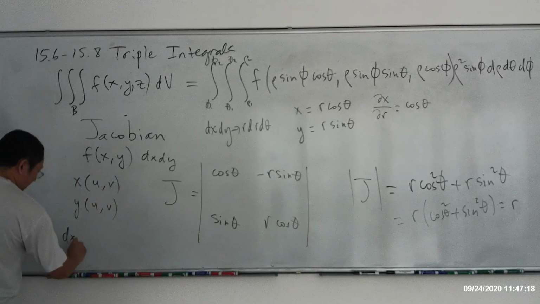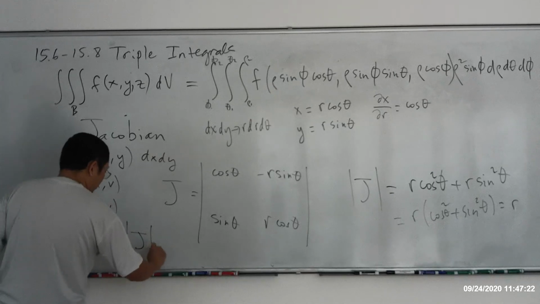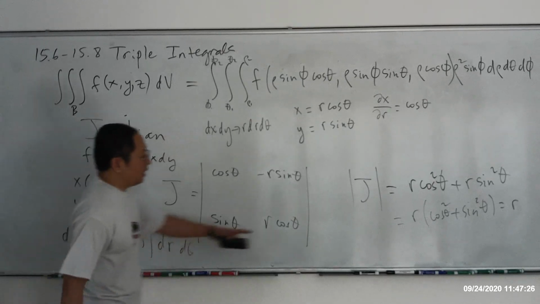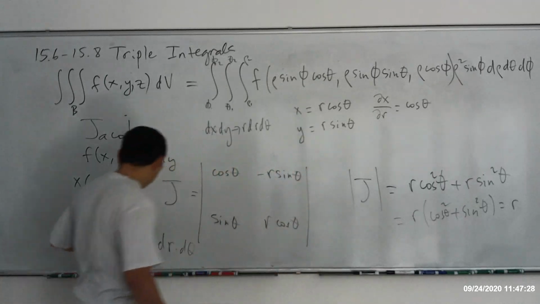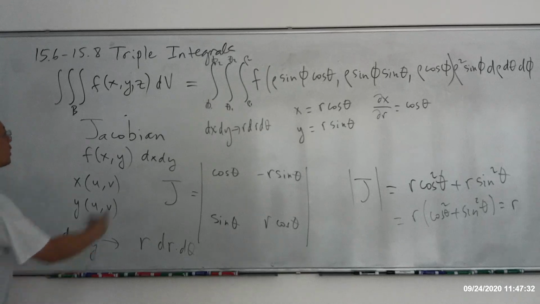Okay, so what? dx dy changes to the absolute value of the Jacobian times dr d theta, and the absolute value right here is r. This becomes r dr d theta. And that explains the whole thing.